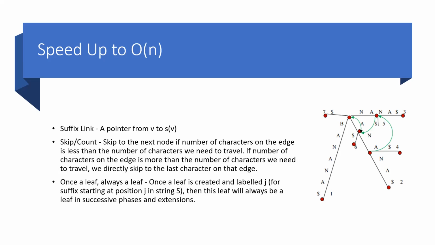And then if the number of characters on the edge is more than the number of characters we need to travel, we can directly skip to the next character on that edge. Thus, we can reduce the work to be equal to the number of nodes in the path instead of the length of the suffix of the string that we're looking at on that path.